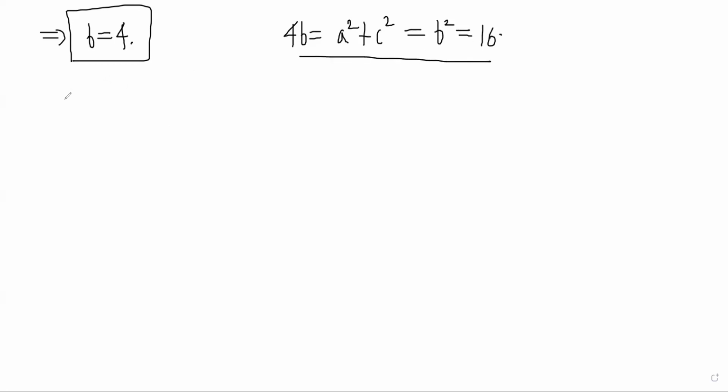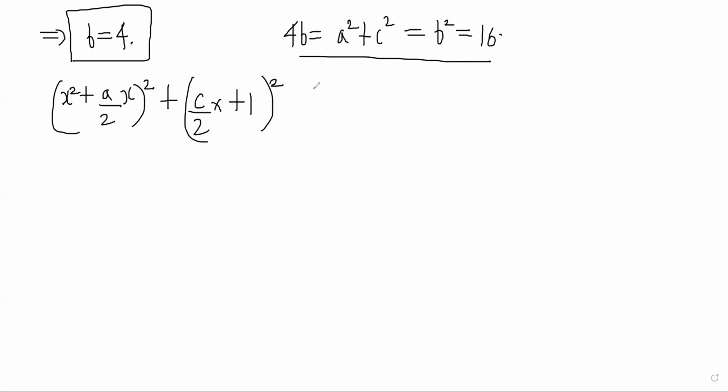And the equation now can be written as (x^2 + (a/2)x)^2 + ((c/2)x + 1)^2. And the third term was b - a^2/4 - c^2/4. So we know already that b is equal to (a^2 + c^2)/4. The third term vanishes, right?